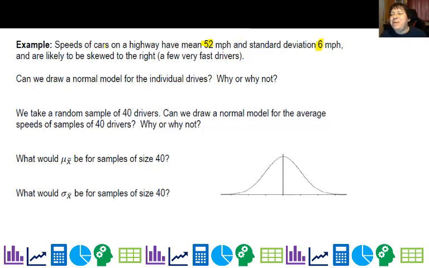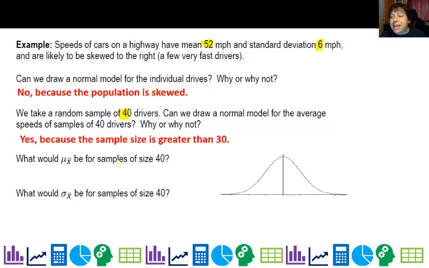Can we draw a model for the individual drivers? Why or why not? Well, we really can't because the population is skewed. But now let's take a random sample of 40 drivers. That's important to know. Can we draw a normal model for the average samples of 40 drivers? Why or why not? Yes, we can, because our sample size is greater than 30. Remember, our guideline is if it's greater than or equal to 30, doesn't matter what the population looks like.